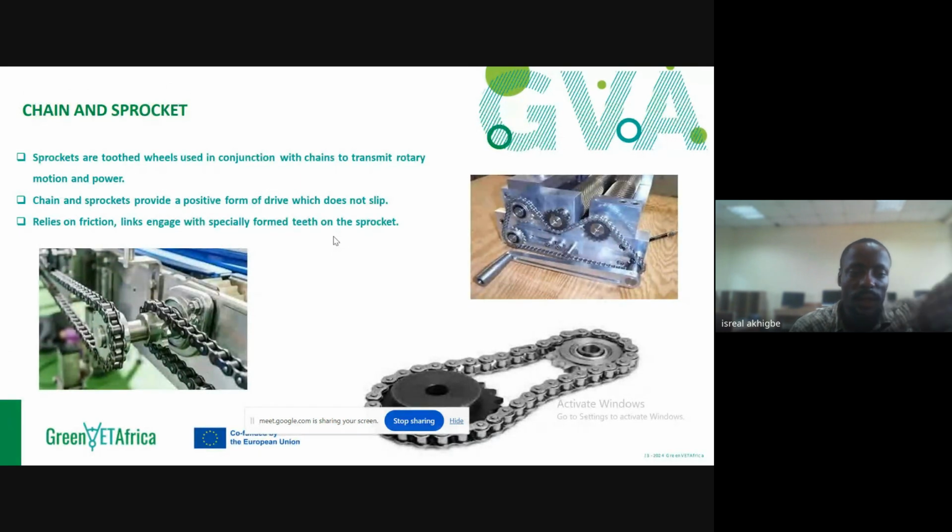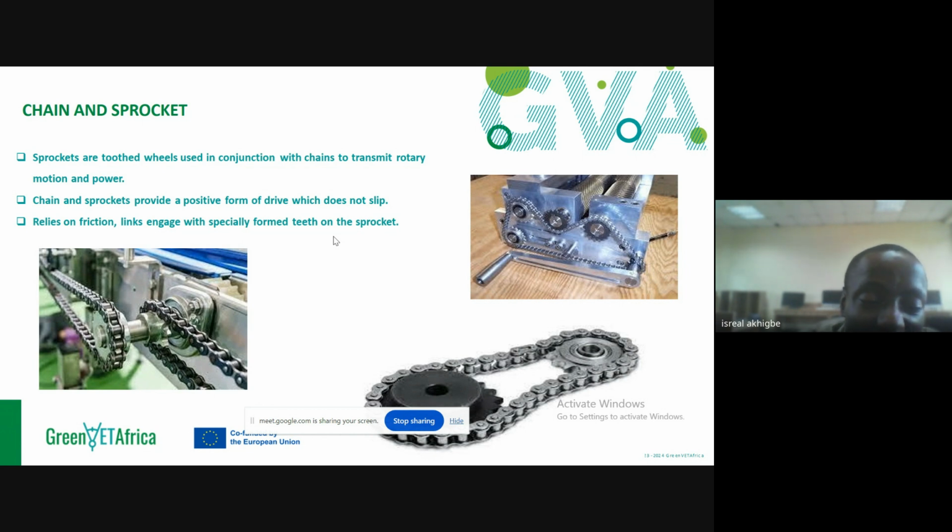So now, still on chain and sprocket. Sprockets are toothed wheels used in conjunction with chain. Like I already said, just like belt is to pulley, chain is to what? Sprocket. Sprockets are toothed wheels used in conjunction with chain to transmit rotary motion and power. Chains and sprockets provide a positive drive which does not slip. The fact that they mention a positive form of drive does not mean there's a negative form of drive. It's just technical diction. So chain and sprockets provide a positive form of drive which does not slip.